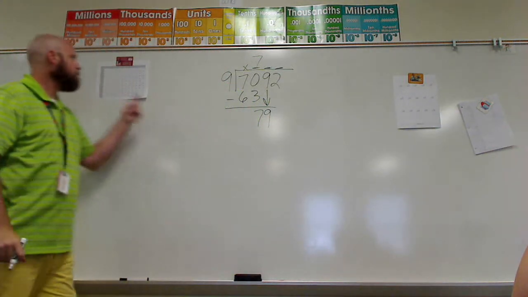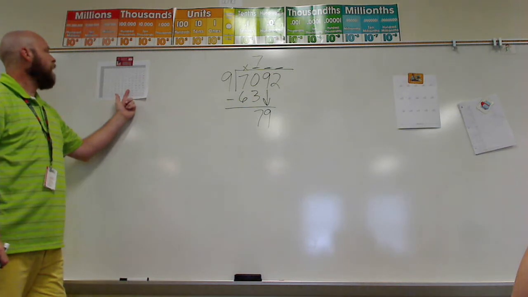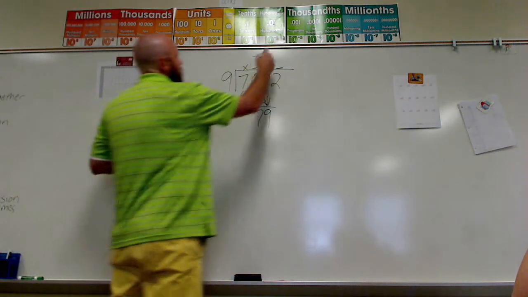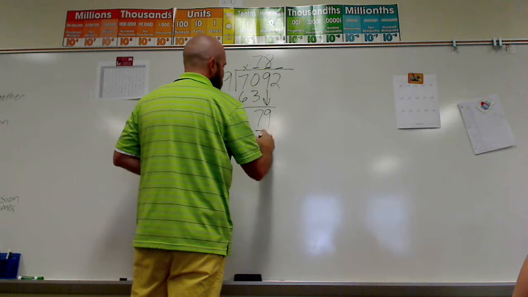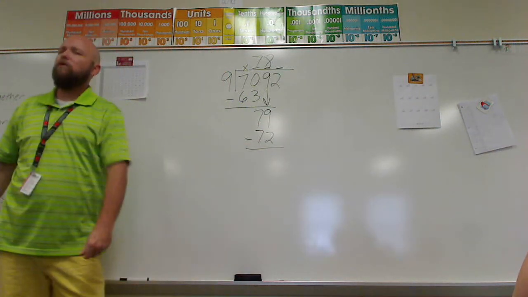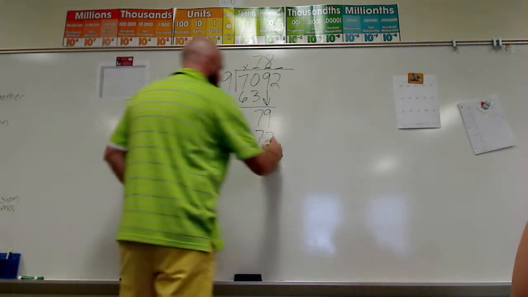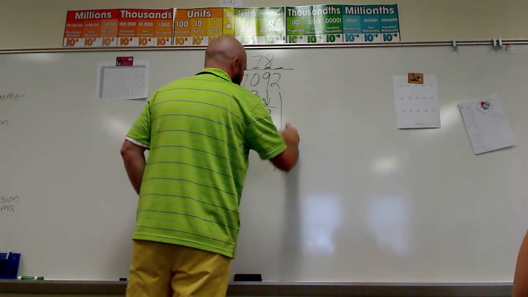9 times what is closest to 79? I go in my 9 row, and it's going to be 8, and that equals 72. 8 times 9 is 72. I subtract. 9 minus 2 is not 8. It's 7. I bring down my 2.